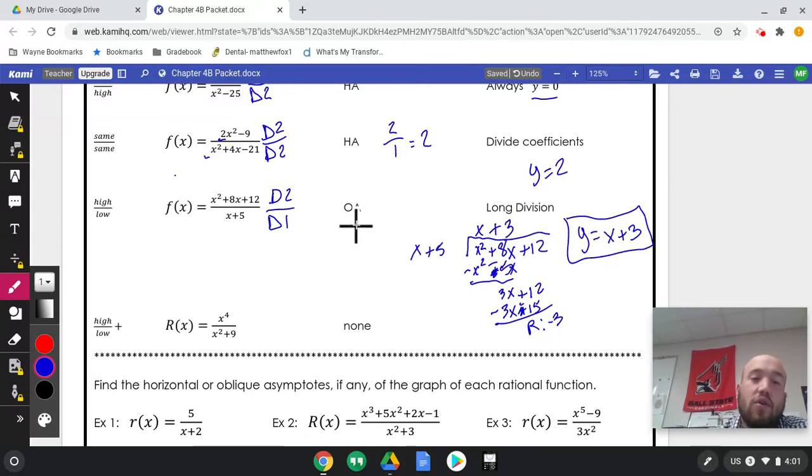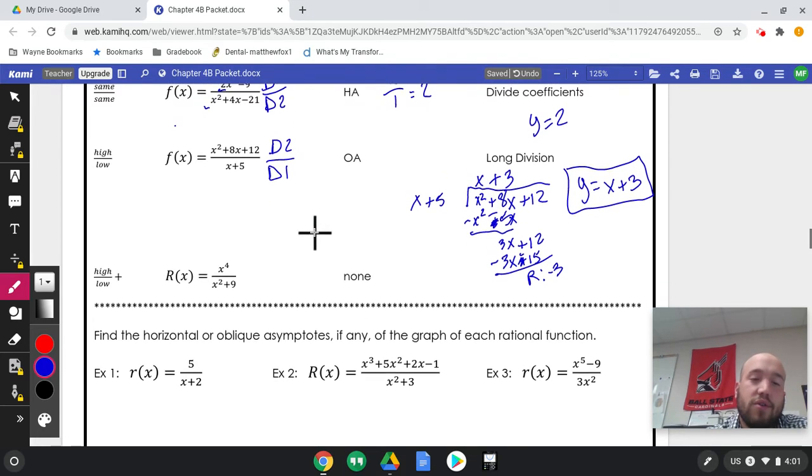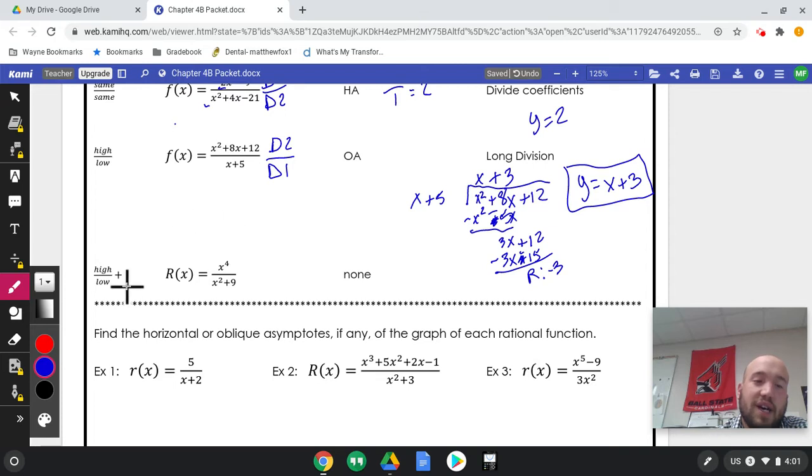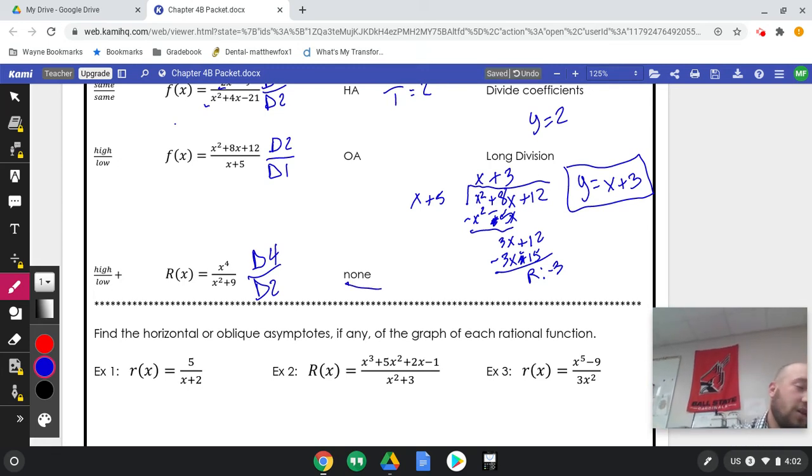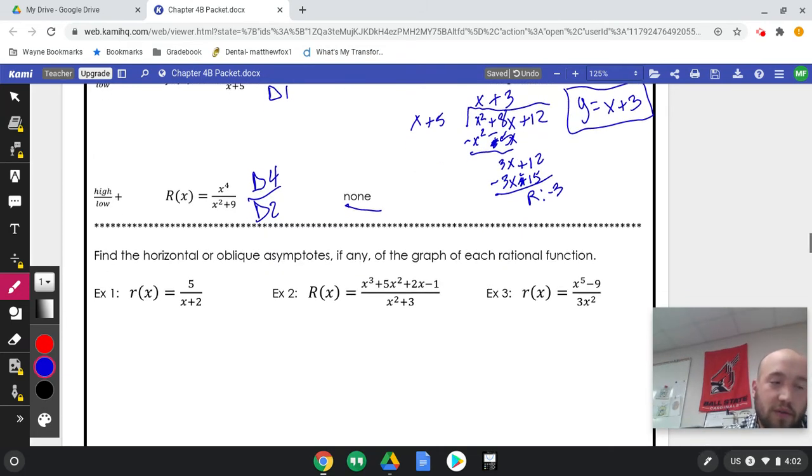Now, that is only the case if it's 1 degree higher, so 2 over 1, or 3 over 2, or 4 over 3. If it's a lot higher, notice here I said high over low plus. What I mean by that is it's more than 1 degree higher, so degree 4 over degree 2. If that is the case, then there's no horizontal asymptote. There's no oblique asymptote. Yeah, we still would have to check for a vertical asymptote, but we know that there's not a horizontal or an oblique asymptote. So take a look here, example number 1.